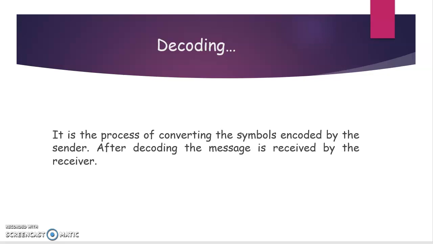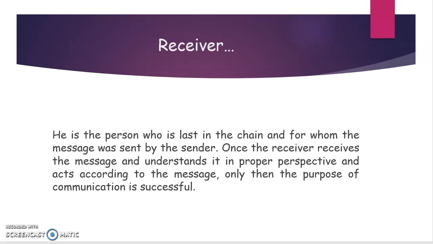So simply, when the sender wants to send a message, he encodes the message in a symbolic form. And when the receiver is going to receive that message, before that it is being decoded. Decoded means again converting the symbols into message, and that message is then received by the receiver. So are you guys clear what is encoding and what is decoding? Okay, now let's see who is the receiver.